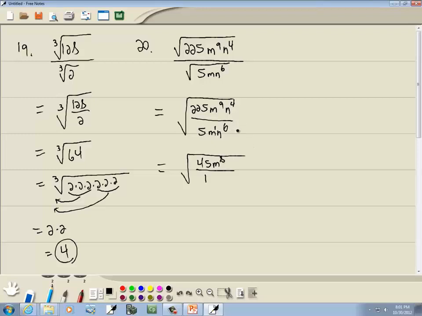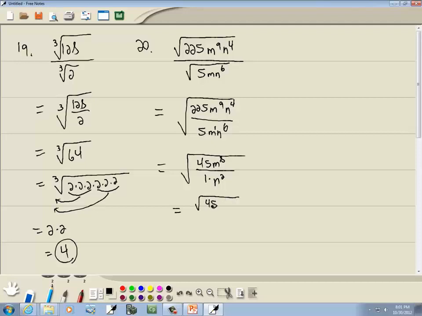Now the n's. I got n to the 4th over n to the 6th. I'm going to subtract the smaller exponent from the larger one. 6 minus 4 gives you 2, and you're going to have n squared where the larger exponent was, which was downstairs. So putting it in the denominator. Okay, that's as much simplifying as we can do, so let's split them back apart.